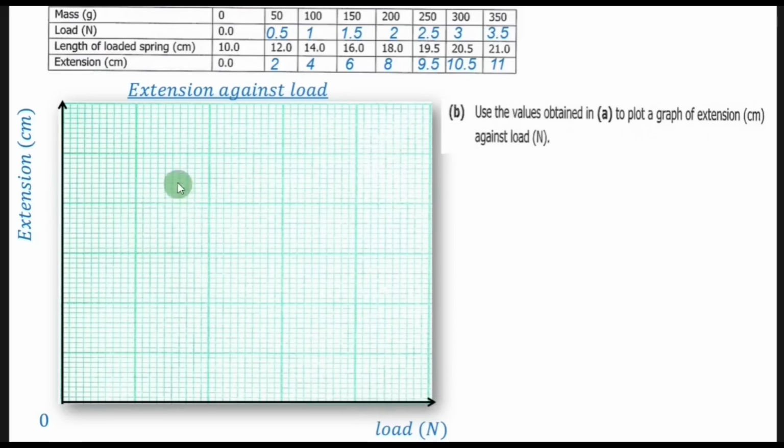So if the values you have are 0.5, 1, 1.5, 2, 2.5, 3, 3.5, the largest value you have is 3.5. So you make sure that you fit this data here. So if I said this one is 1, 2, 3, 4, can this data fit here? Yes, because the largest value I have is 3.5. But here my largest value is 4.